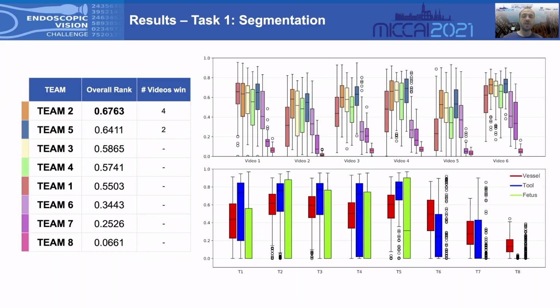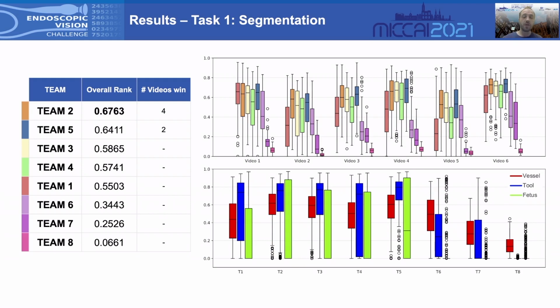This is a summary of the results for task 1. The table on the left shows the leaderboard considering the overall mean intersection over union. The first three positions are Team 2, Team 5, and Team 3. Team 2 won on 4 videos, and Team 5 on 2 videos. The box plot at the top left gives an idea of the performance of the teams on each video. The bottom box plot summarizes the performance per class of each team.